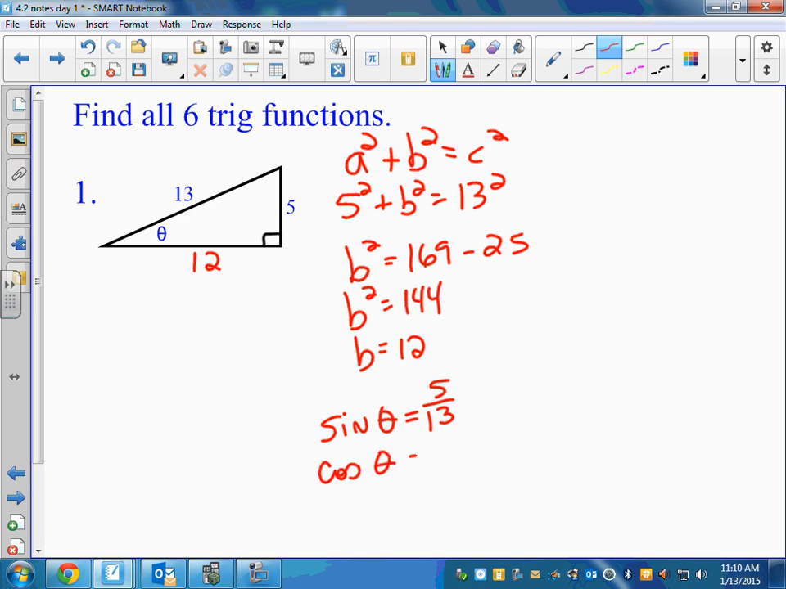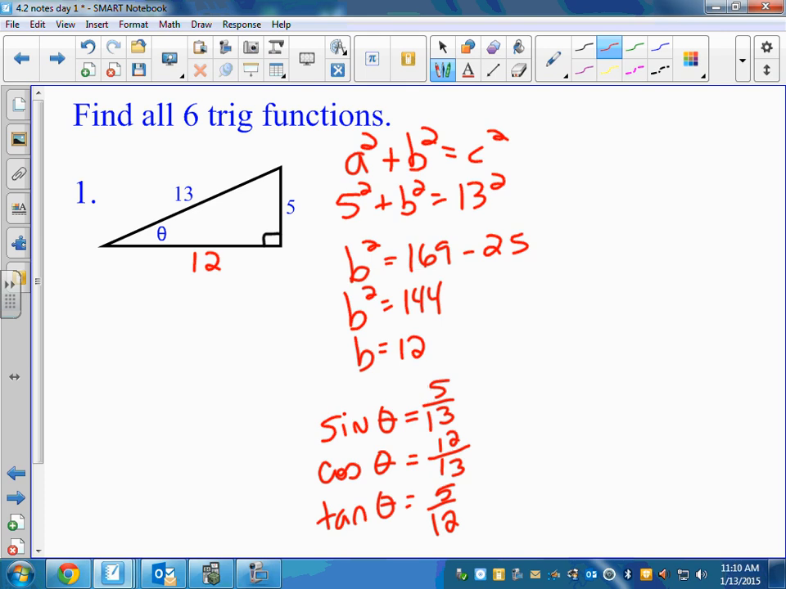Cosine of theta. Cosine is adjacent over hypotenuse. Here's theta, so adjacent over hypotenuse, 12 over 13. And tangent is opposite over adjacent, which would be 5 over 12. Questions on where I got sine, cosine, tangent?